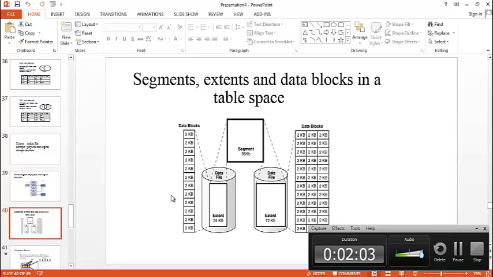So each segment belongs to one and only one tablespace. So here we can see in this tablespace we have segments, extents and data blocks. So this is all about the logical and physical structure of Oracle DBA.